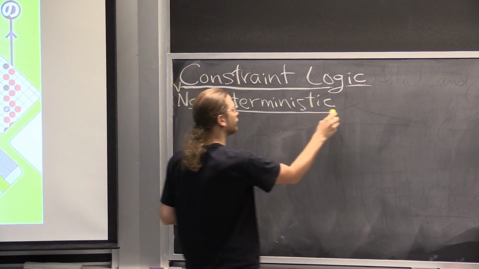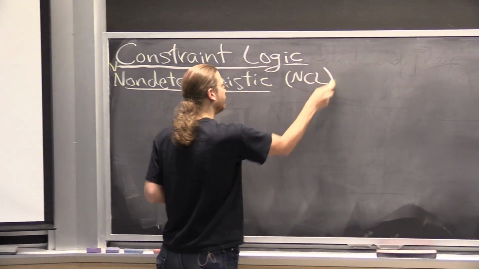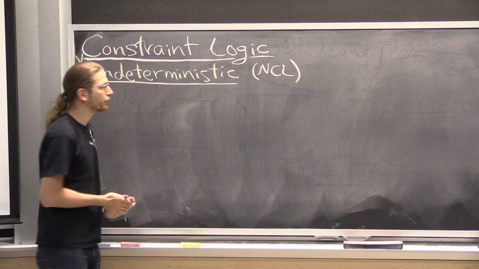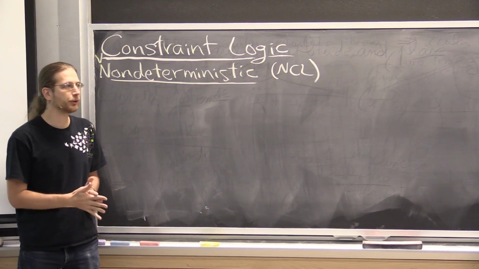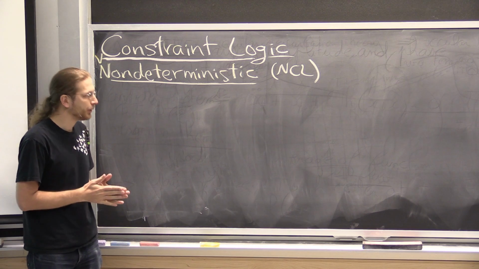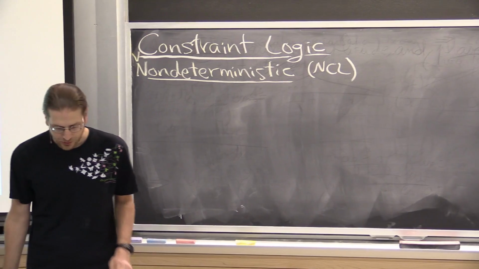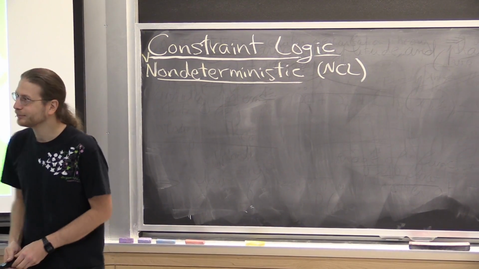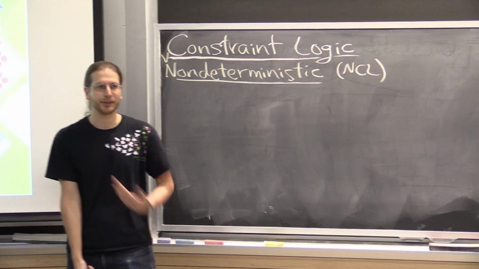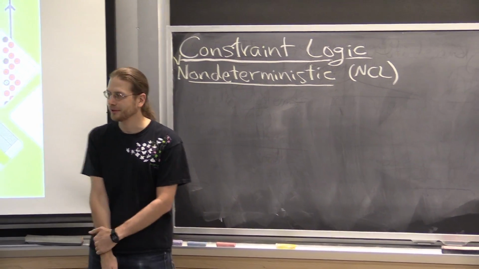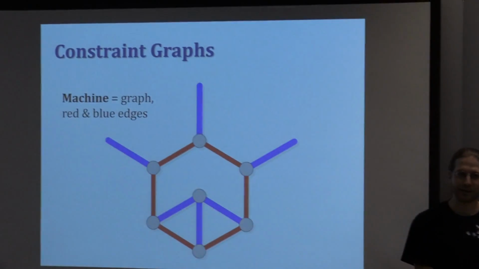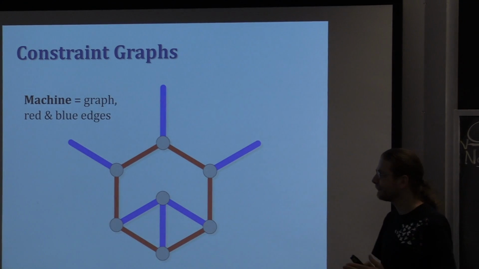So nondeterministic constraint logic is usually called NCL. And it's a very useful infrastructure for proving Pspace hardness results of puzzles. Originally motivated by sliding blocks, but we will get there in a moment. You've seen it very briefly in lecture 1. I'm going to go through it again more slowly and clearly and define everything. And then we'll see lots of hardness proofs based on that.